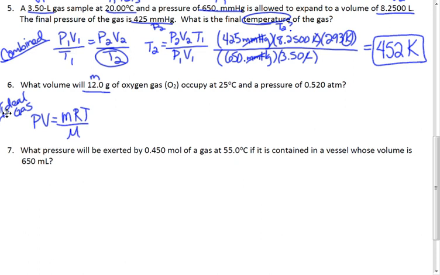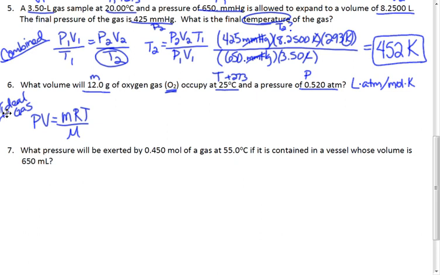So we have 12 grams of oxygen. Remember, it's diatomic. And it's at 25 degrees Celsius. That's our temperature. Remember, nothing is changing, so it's just T, not T1. We have a pressure of 0.520 atmospheres. And because of the units on R, we do have to have volume in liters if we're given that. And then we have to have our pressure in atmospheres and temperature in Kelvin.